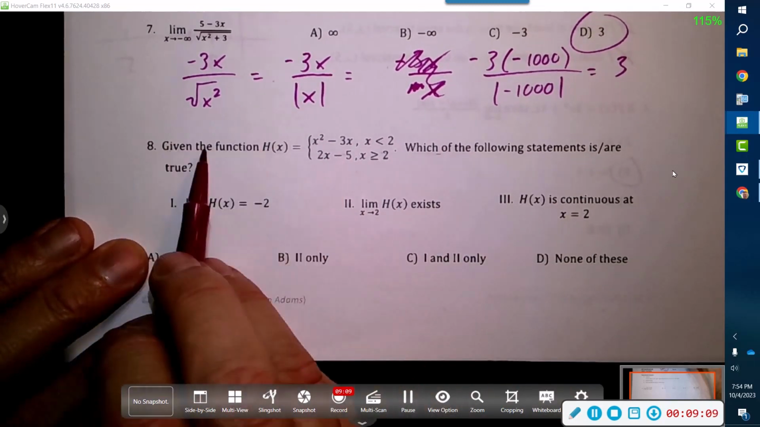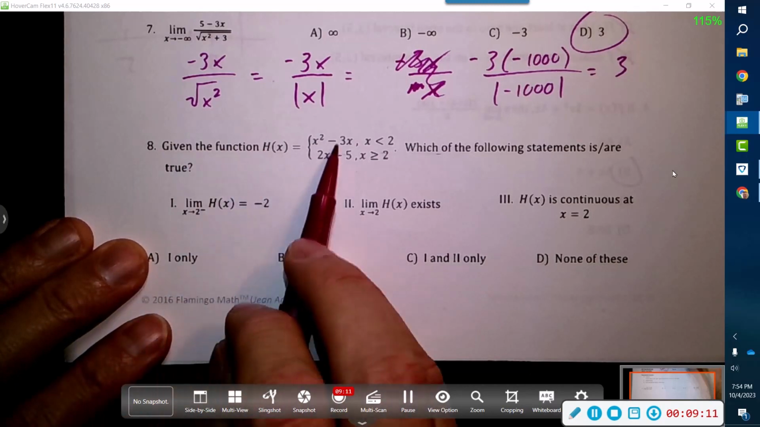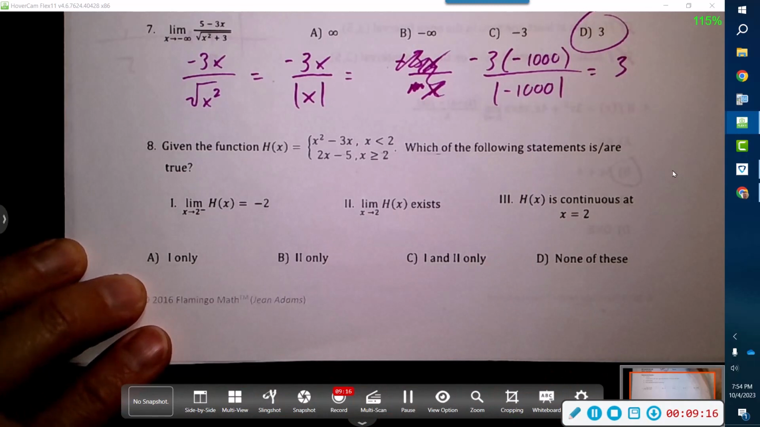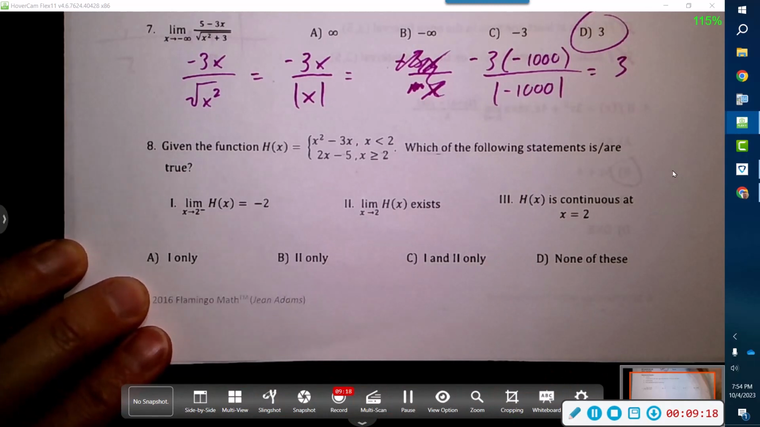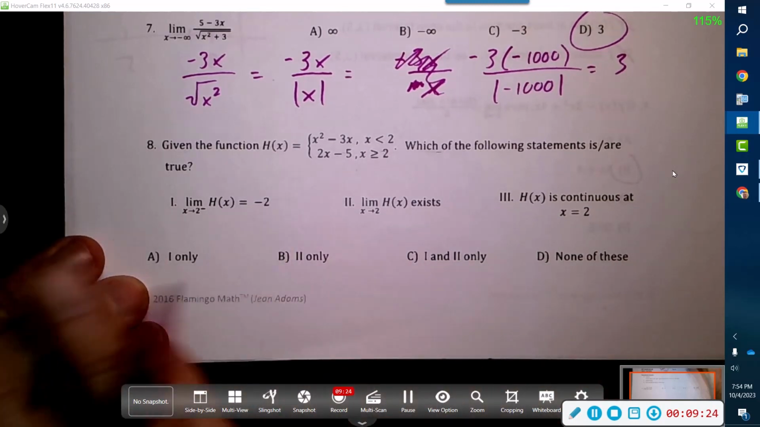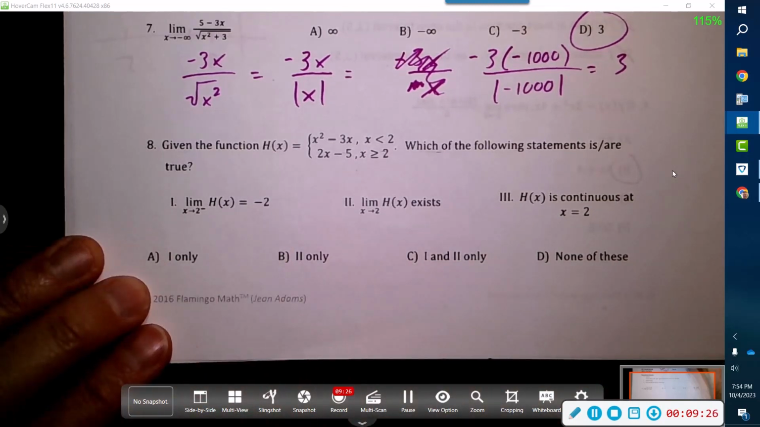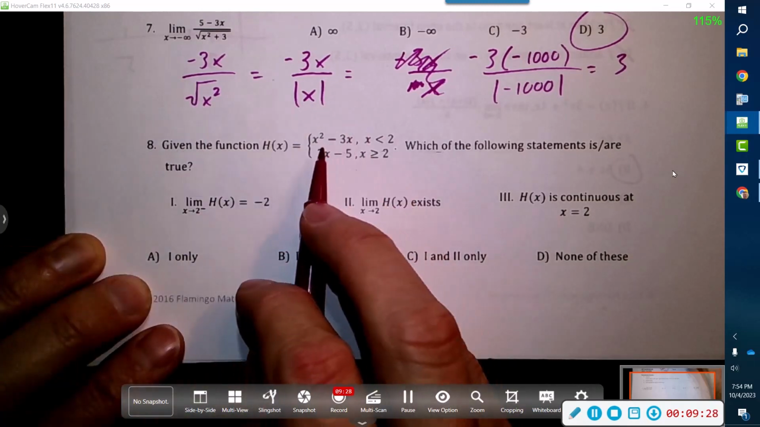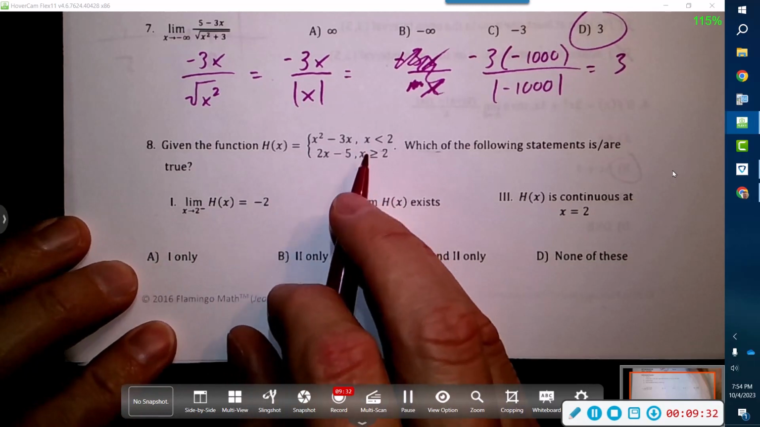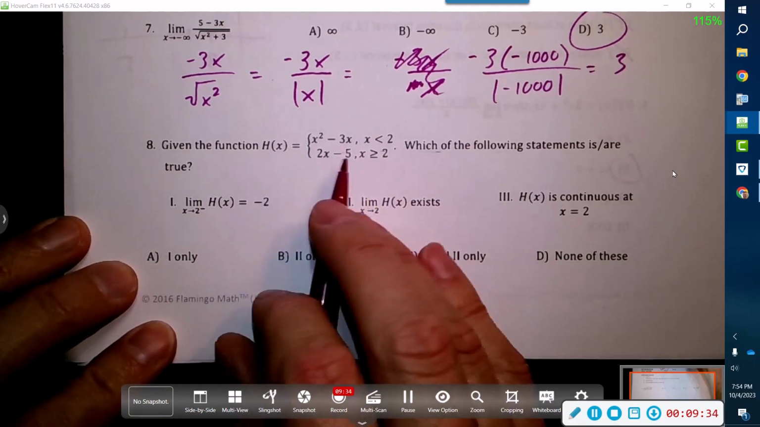Okay, so given this piecewise function, where are we at? Number 9. Given the function capital H of x equals this piecewise function, which of the statements is or are true. Okay, so these are what kind of make this like an AP style question, because you've got possibilities here, and these are always sinister. So watch out for that. Okay, so we've got this guy, and so what I don't know is if these guys actually connect. This is a quadratic and this is a line.